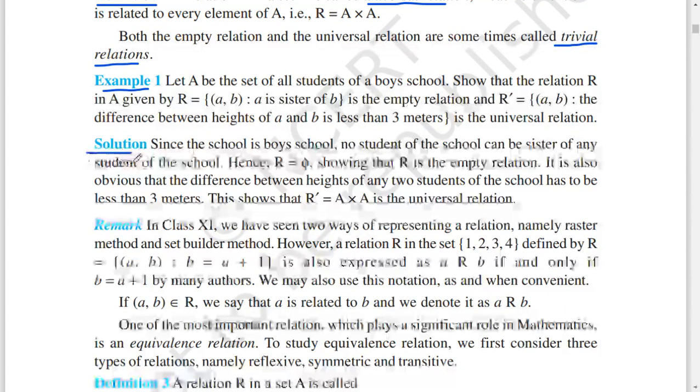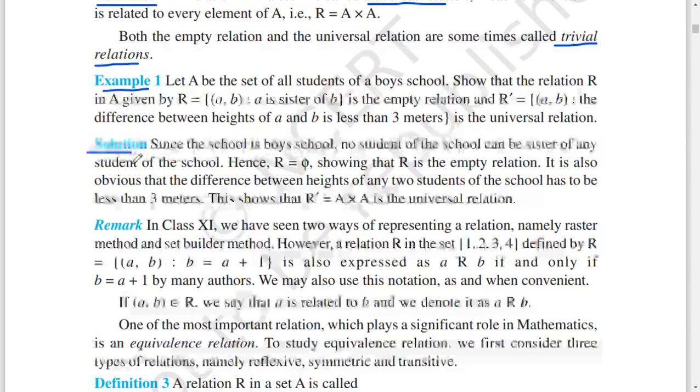Solution. Since the school is a boys' school, no student of the school can be sister of any student of the school. Hence, R = phi, showing that R is the empty relation. It is also obvious that the difference between heights of any two students of the school has to be less than 3 meters. This shows that R' = A × A is the universal relation.